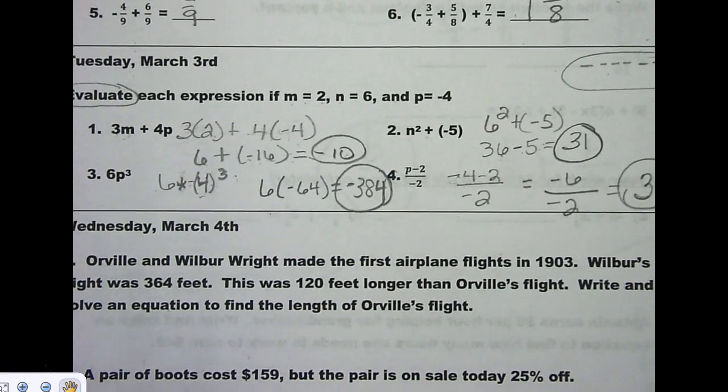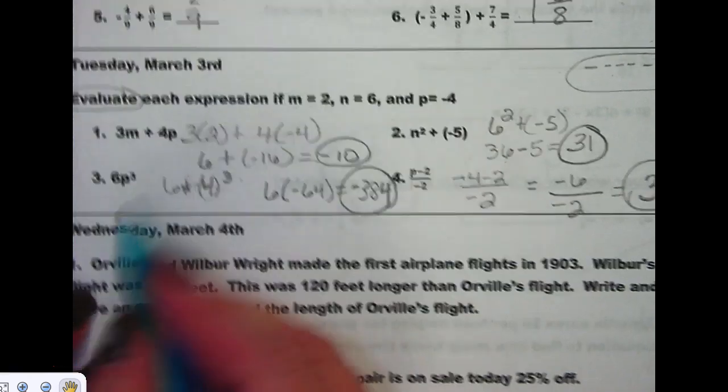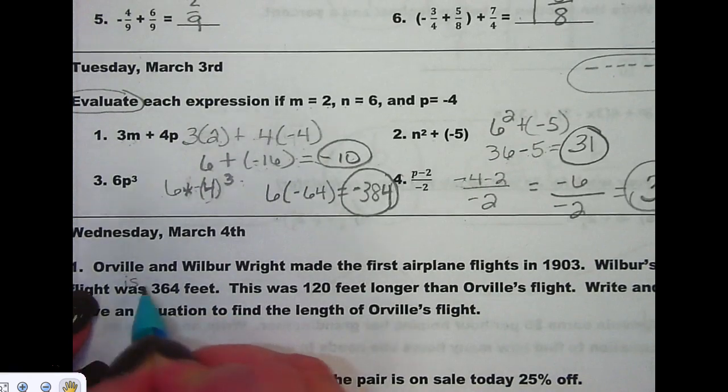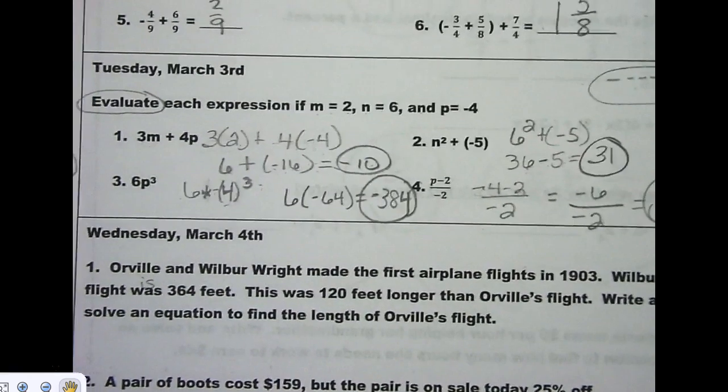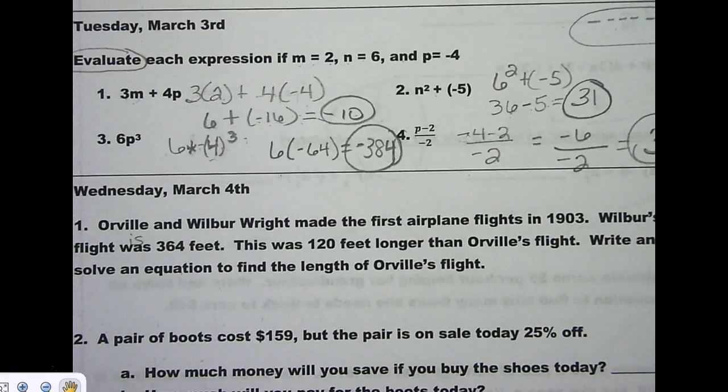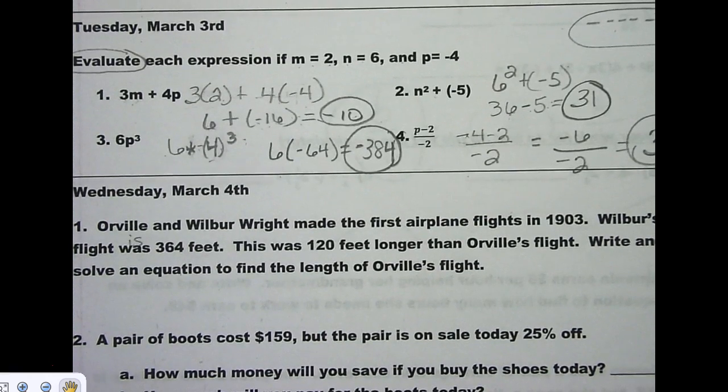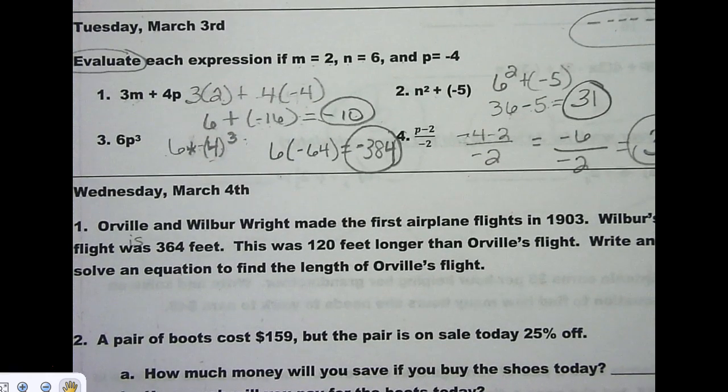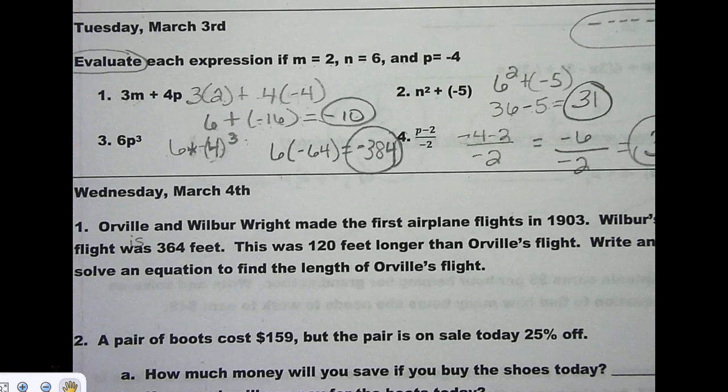All right, Wednesday. Orville and Wilbur Wright made the first airplane flights in 1903. Wilbur's flight was, or you could also think of that as the word is, but it's was, 364 feet. This was 120 feet longer than Orville's flight. Write and solve an equation to find the length of Orville's flight.